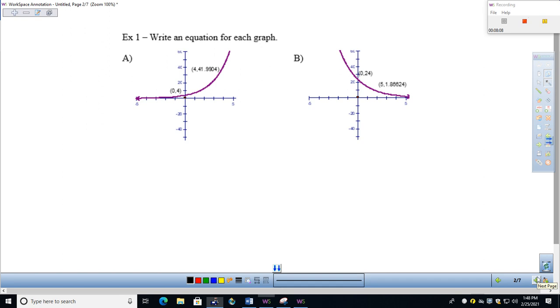So example 1, write an equation for each graph. And let's see, for A and B it looks like same scenario, but I did one growth and one decay. And then letter C is the really good tough one. So let's do A and B, and let's see how this shakes out. So first and foremost, these are exponential curves. The model that is going to fit these curves would be y equals a times b to the x.